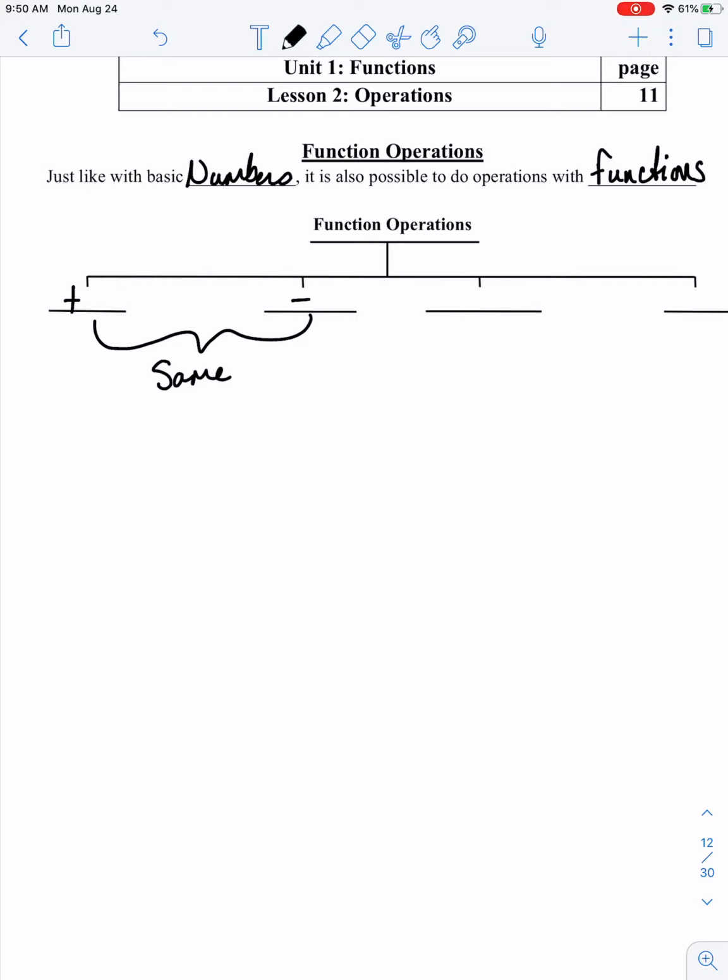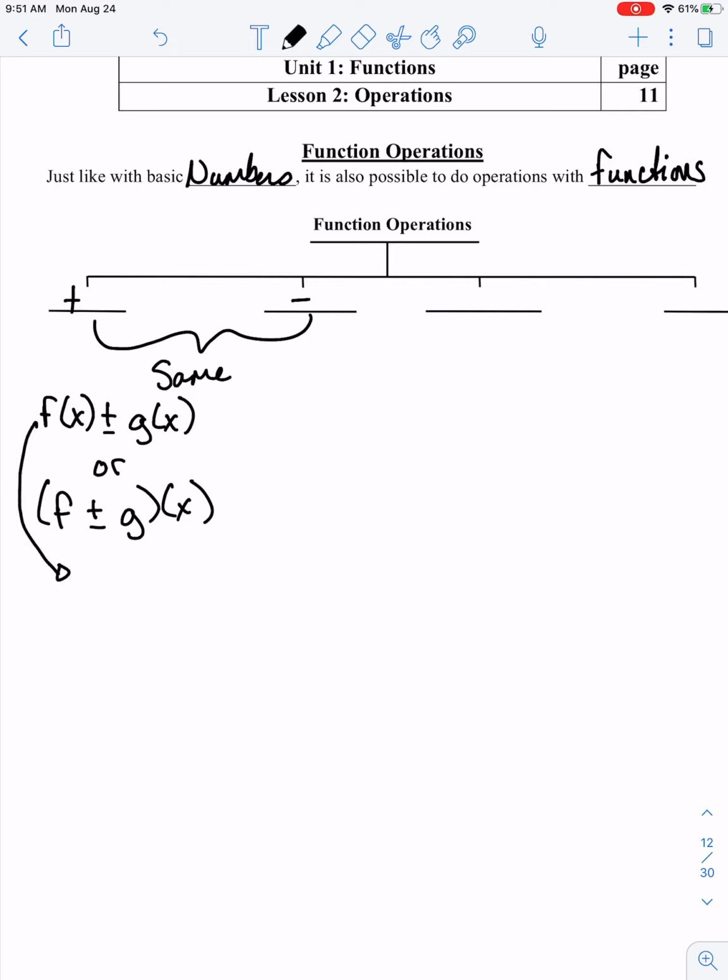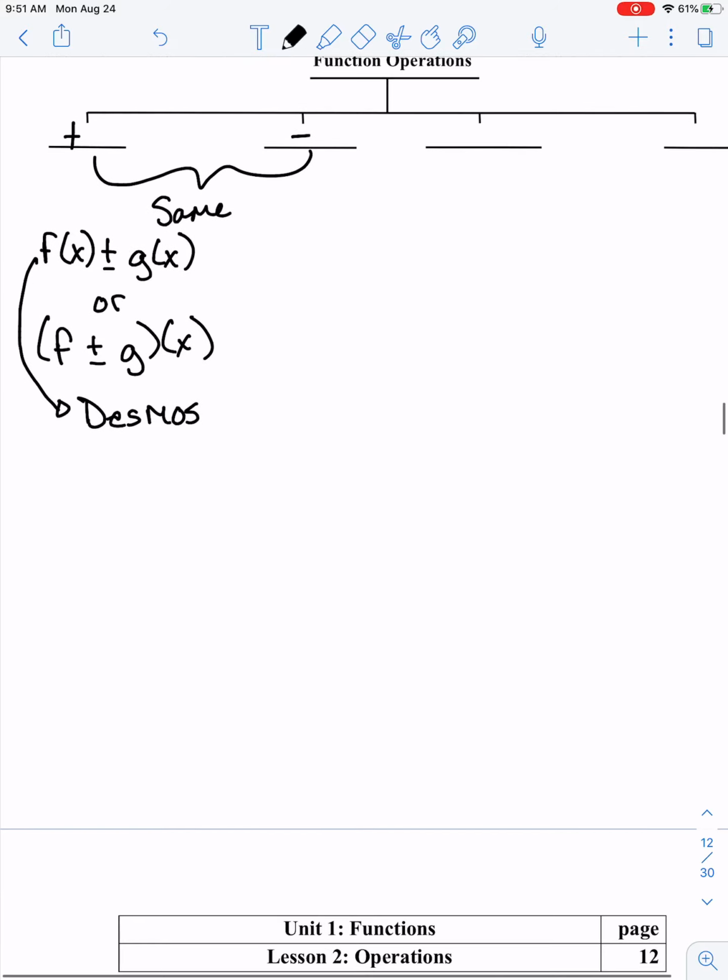Okay, so the notation will be f of x plus or minus g of x, or you could see it written as f plus or minus g inside parentheses with an x on the right. Either one is correct. I'm going to make a little note here. The first way I wrote it is the way you can use this in Desmos. Desmos will not do the bottom one, I do not believe.